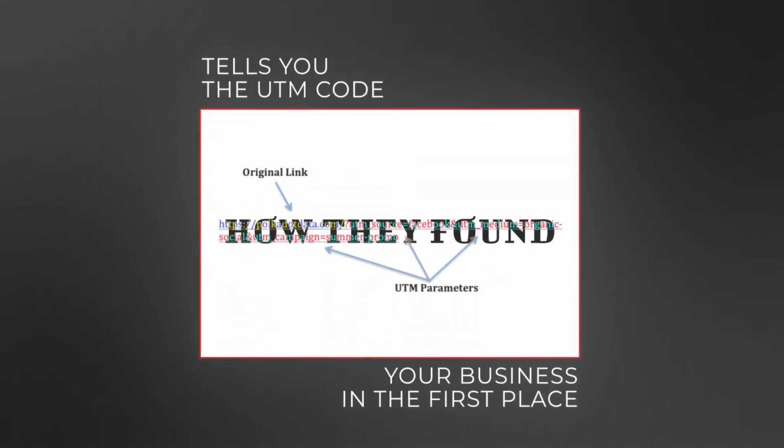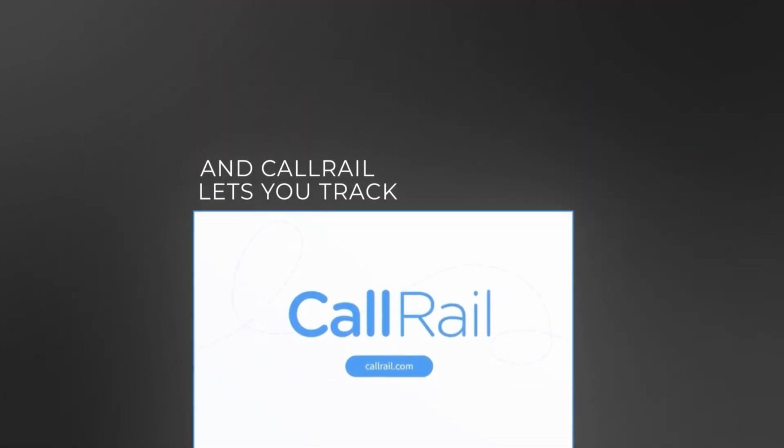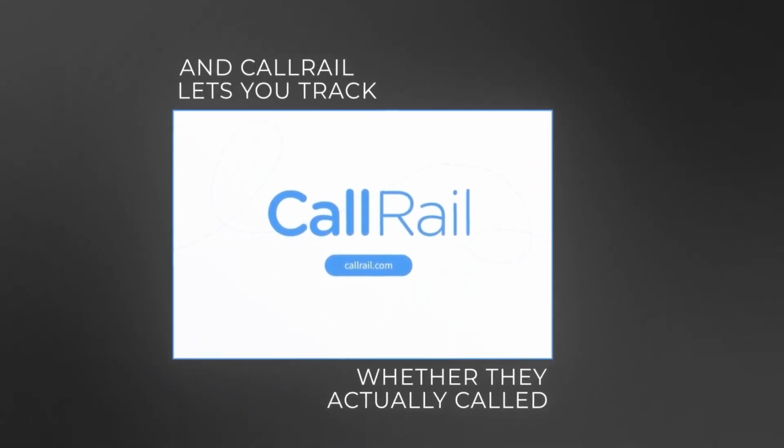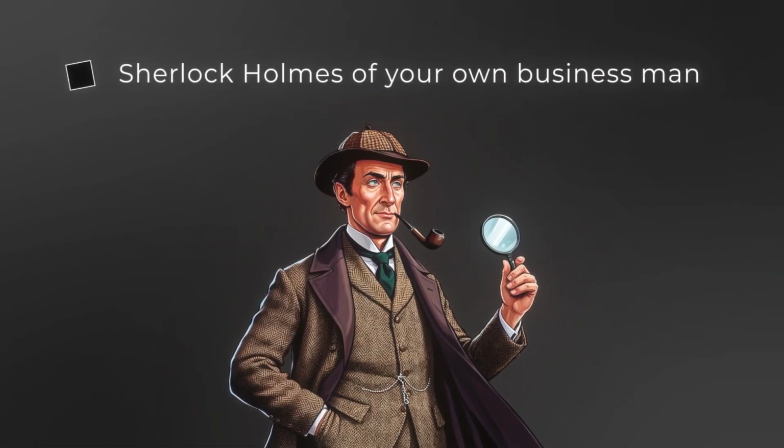The UTM code tells you how they found your business in the first place, and CallRail lets you track whether they actually called. You're the Sherlock Holmes of your own business, man. Who doesn't want that?